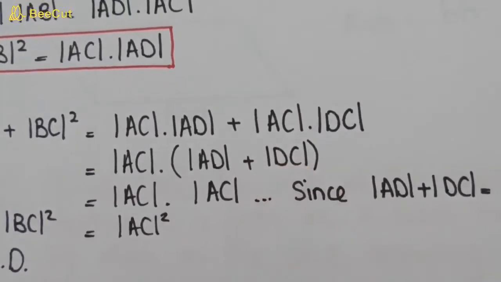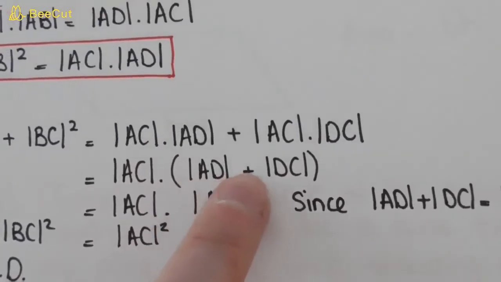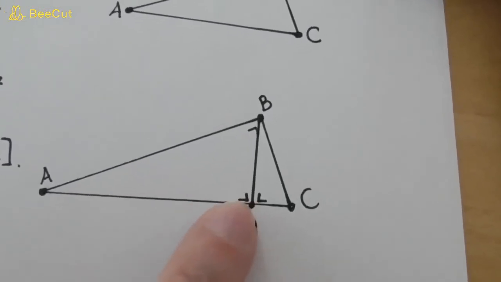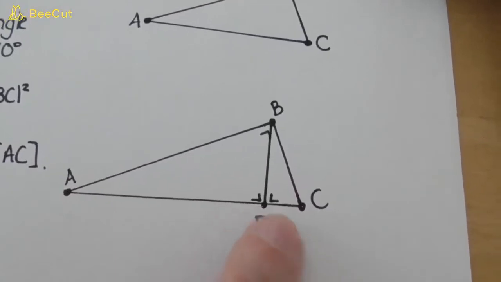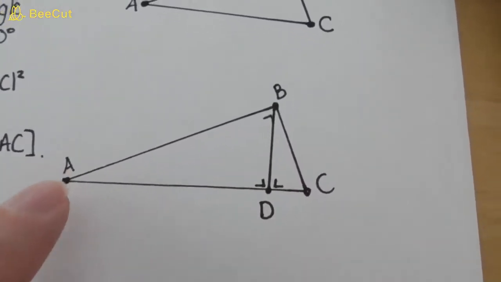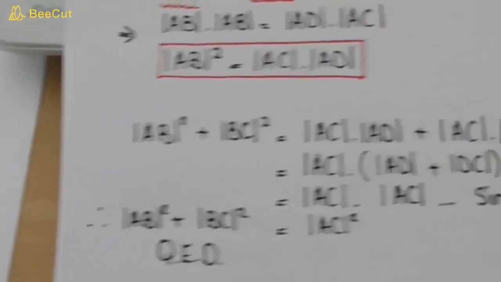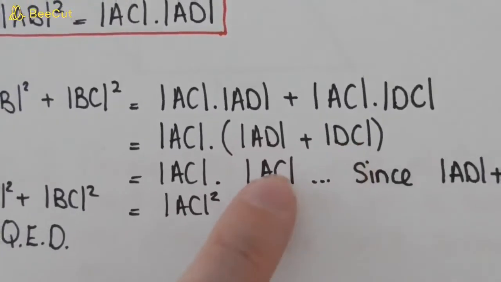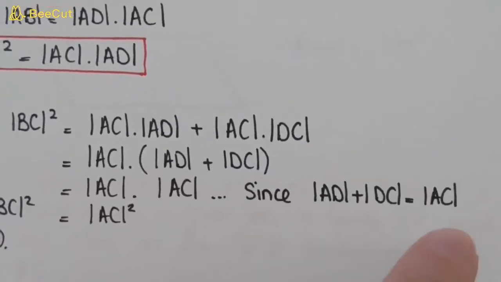Now look at your diagram. The length of A to D plus the length of D to C. So look back at your diagram. A to D is here and D to C is there. So if you add the length of A to D and the length of D to C, aren't you technically getting the length of AC in total? So I'm just going to substitute that in instead. So AD plus DC is technically the length of AC altogether, since AD plus DC is AC.